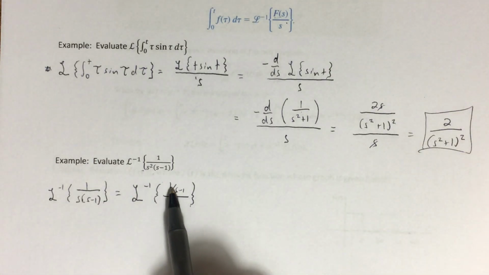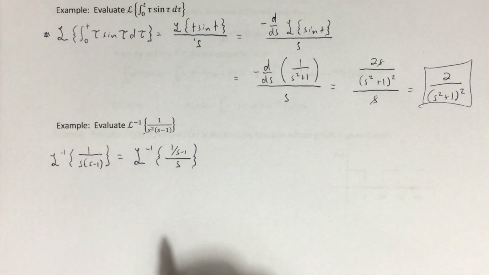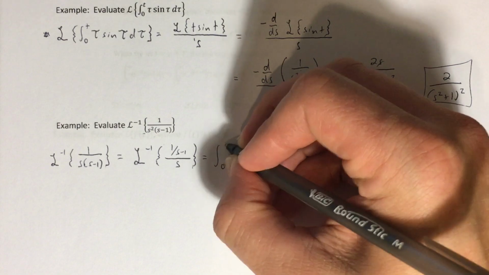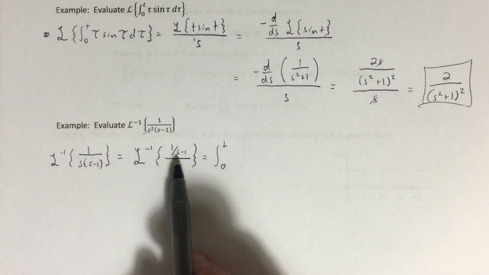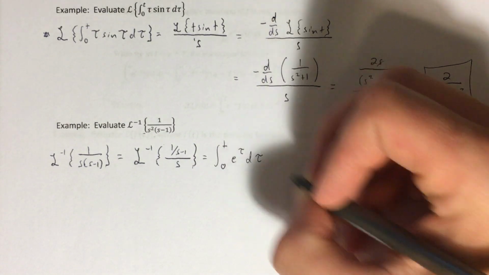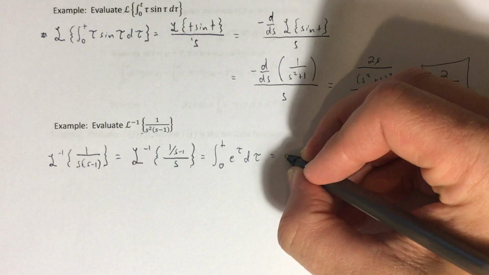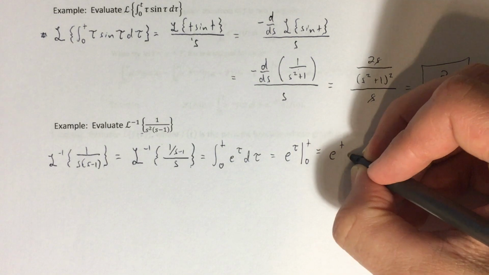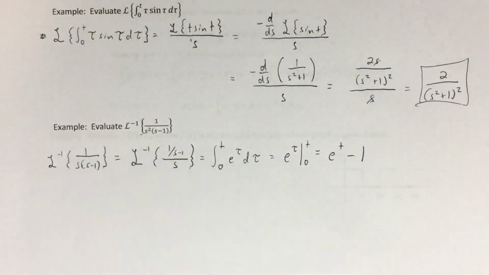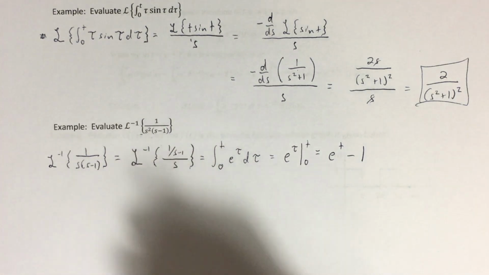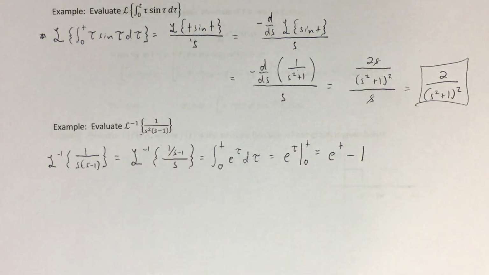So looking at this, what is 1 over s minus 1 the Laplace transform of? It's the Laplace transform of e to the t. So that means that this is equal to the integral from 0 to t of e to the tau d tau. Of course this would just be equal to e to the tau from 0 to t, which is equal to e to the t minus 1. Now notice that's not the answer to our question because we have an s squared here, not just an s. But now I can use this result to find that answer.